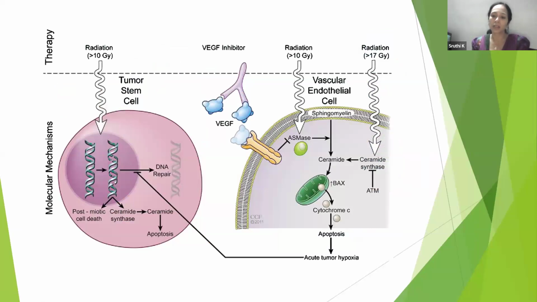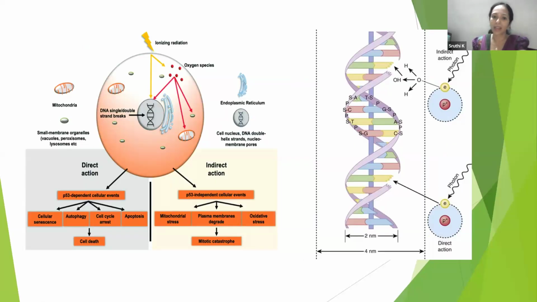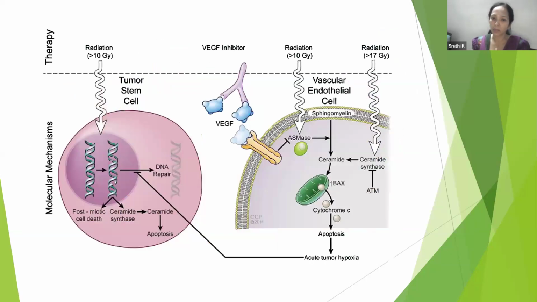However, this particular action, the direct and the indirect, is basically for conventional fractionation. By conventional fractionation, I mean when the dose per fraction is around 1.8 to 2.2 gray per fraction. Anything more than this is called different types of fractionation schedules. When we talk about radiosurgery, the term we always use is hypofractionation. The word hypofractionation means the dose per fraction is very high. So the mechanism also changes when the dose per fraction changes.